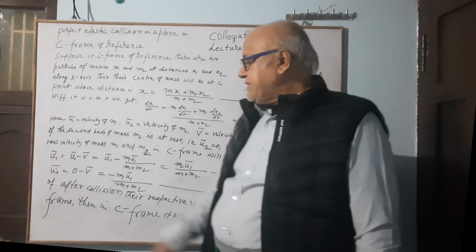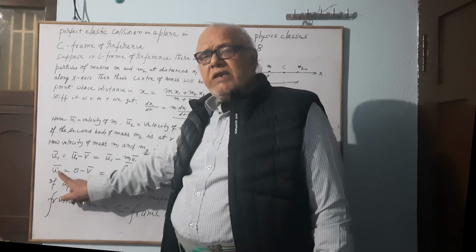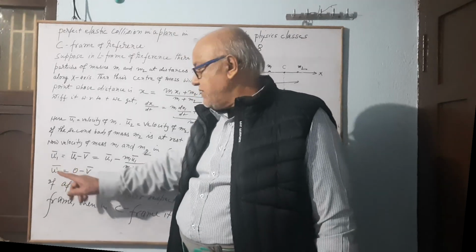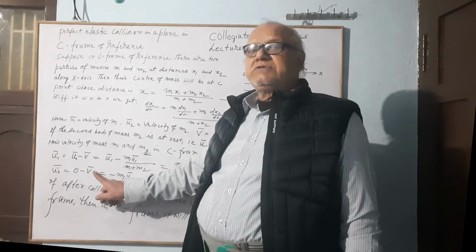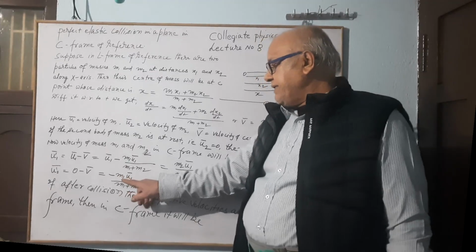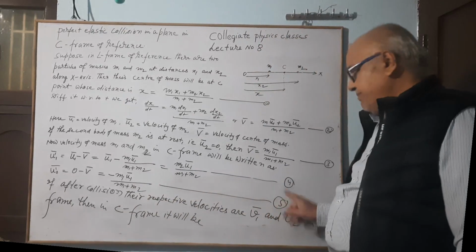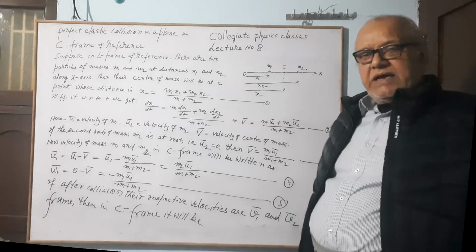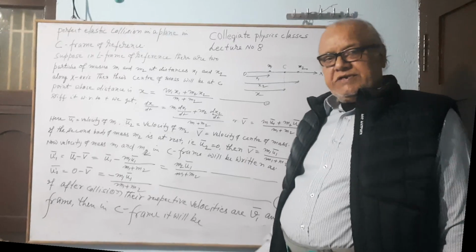Similarly, the velocity of second particle m2 in C frame of reference will be denoted by u2 dash, and this u2 dash will be equal to 0 minus V because u2 is equal to 0. So u2 dash will be equal to minus m1 u1 divided by m1 plus m2. So in C frame of reference, the velocity of m1 and the velocity of m2 have been determined.